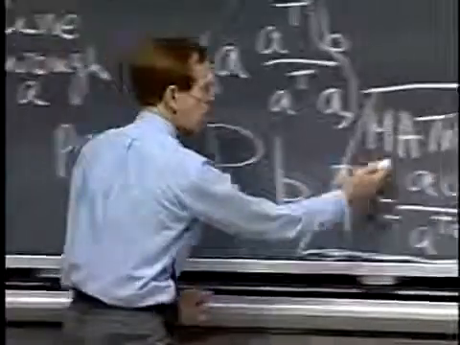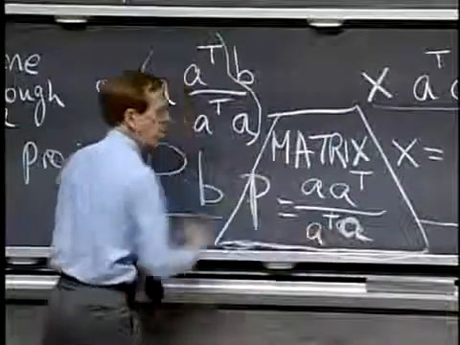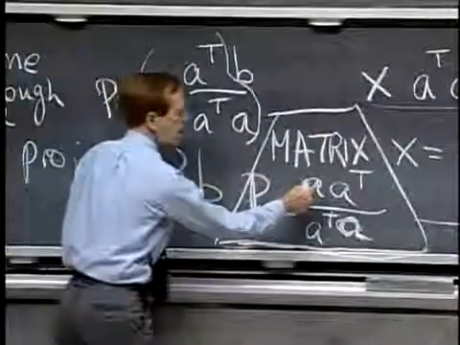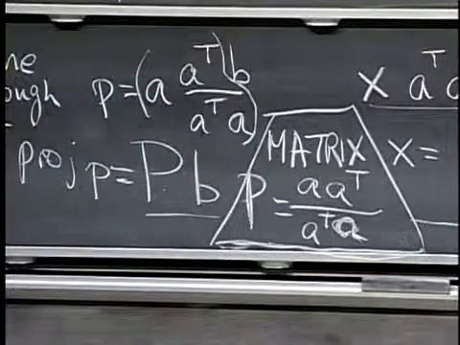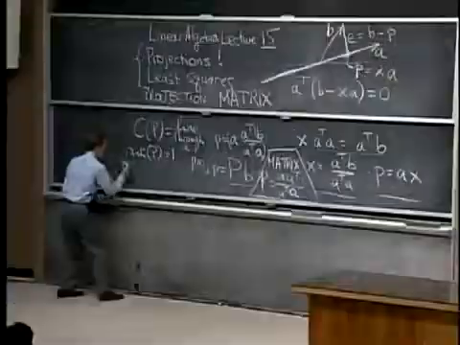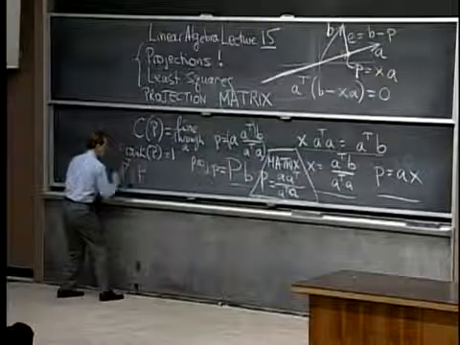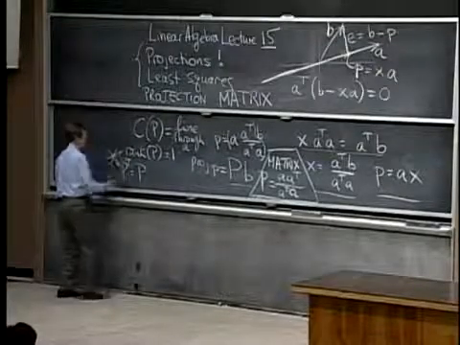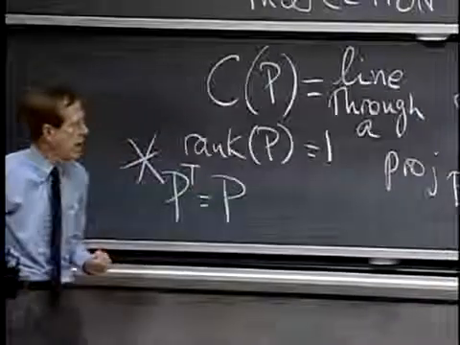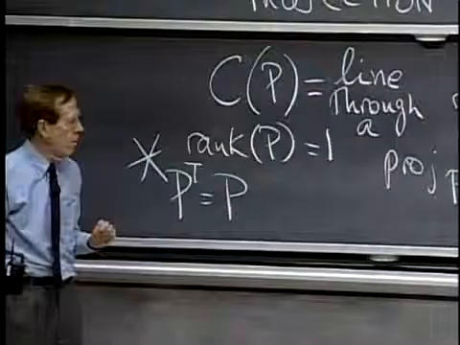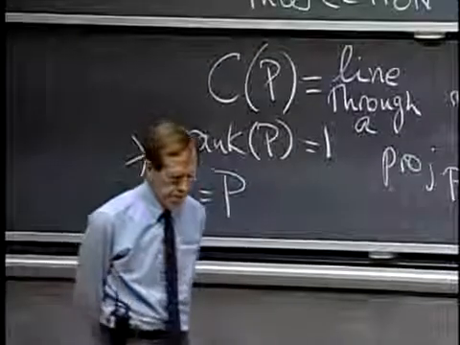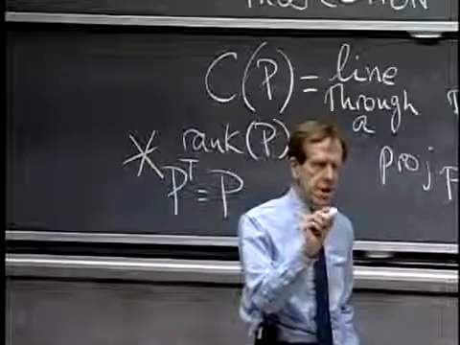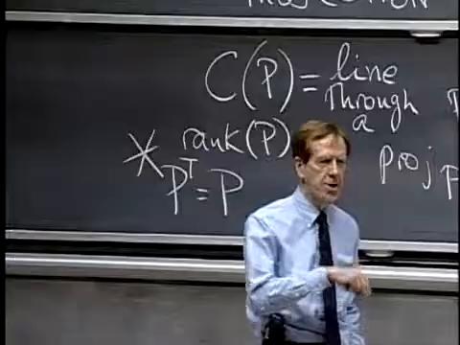If I take the transpose of this, there's a number down there. The transpose of A transpose is A transpose. So P is symmetric. P transpose equals P. So that's a key property, that the projection matrix is symmetric. One more property now, and this is the real one. What happens if I do the projection twice?